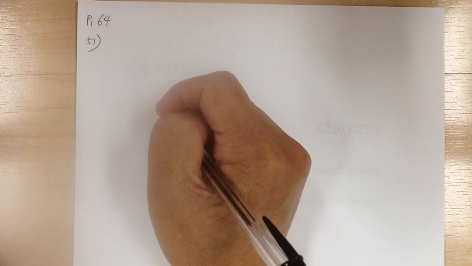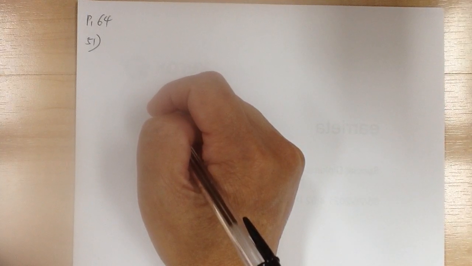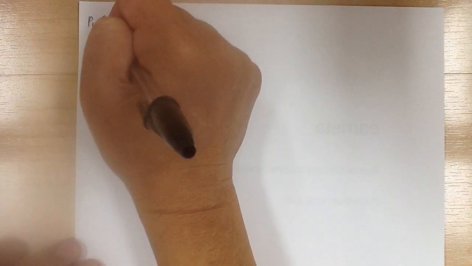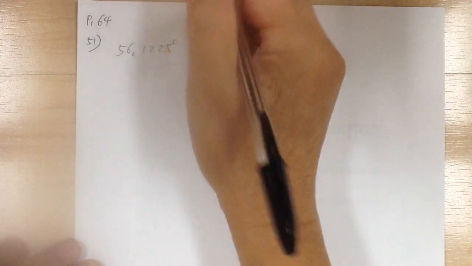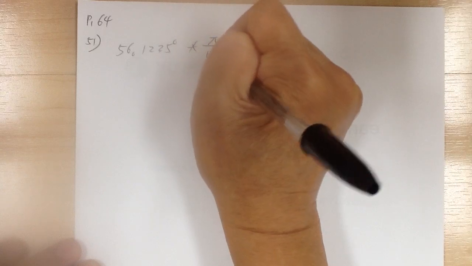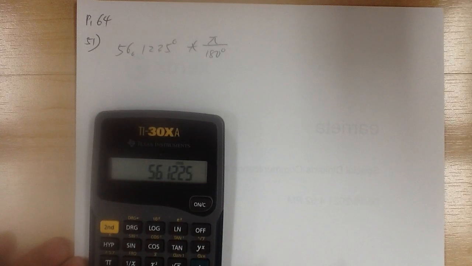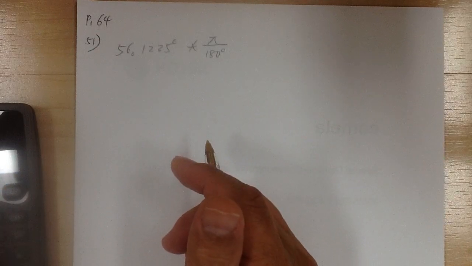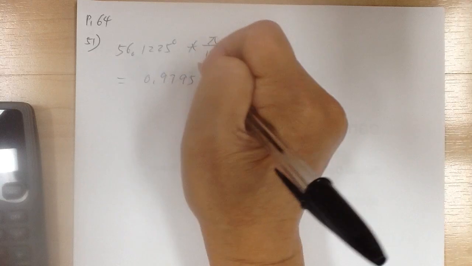Okay, next one, number 51. Find each value to 4 decimal places. Convert radian to decimal degree. Basically I want you to convert degrees into radians or radians into degrees. So number 51, you got 56.1225 degrees, and you want to figure out how many radians that equals. To convert to radians, you have to multiply by pi over 180 degrees. So 56.1225 times pi divided by 180 equals, to 4 decimal places, 0.9795 radians.